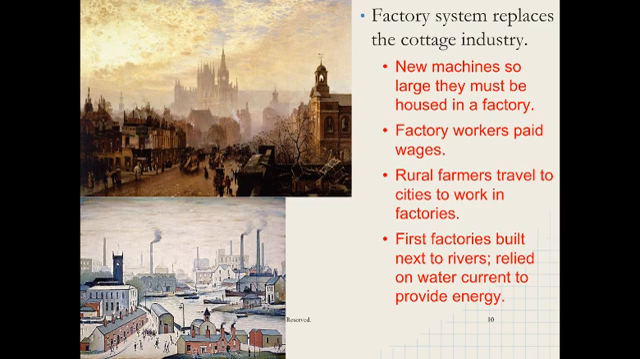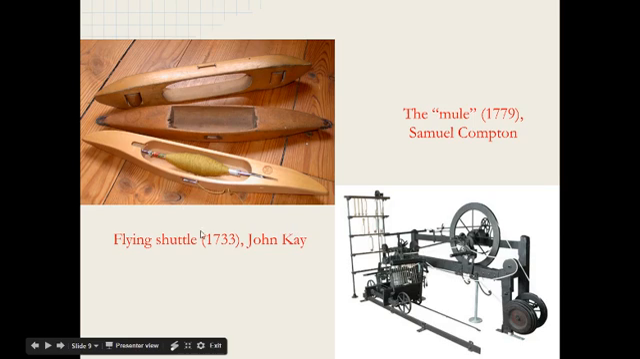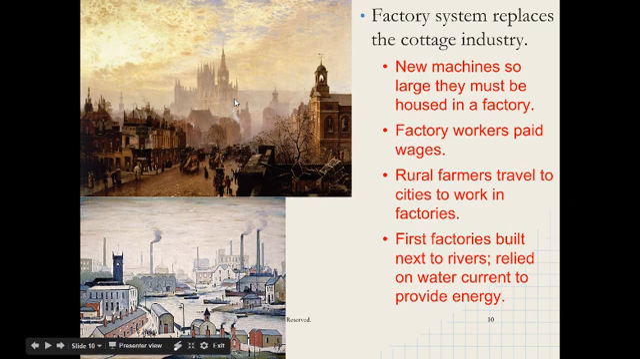Why? Because a city is large enough where people can migrate from the rural areas, through urbanization, and find a home and find a place to work in the cities. Now, the first factories tended to be built next to rivers. Why? Because a lot of these machines were water powered. So you need a flowing river to help produce energy that powers these machines.